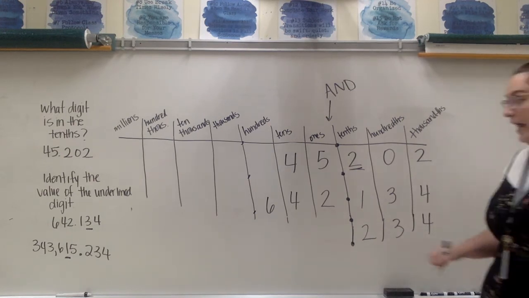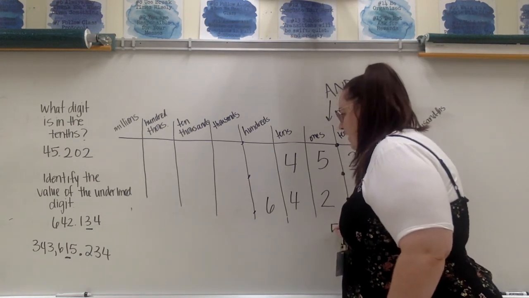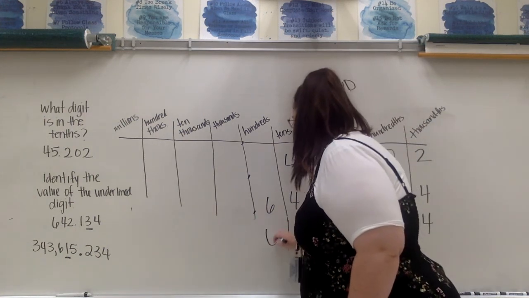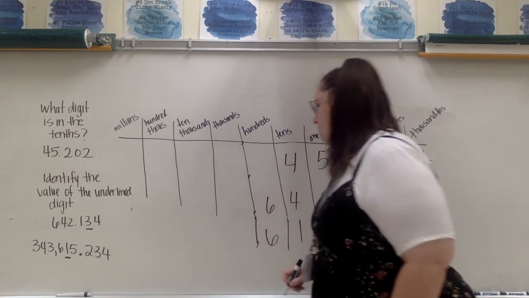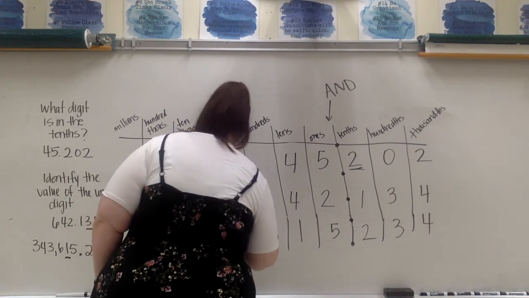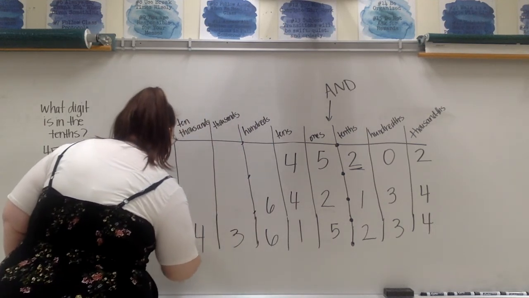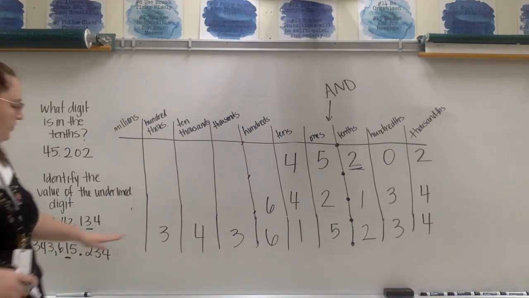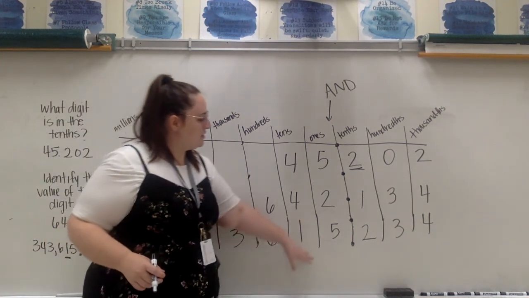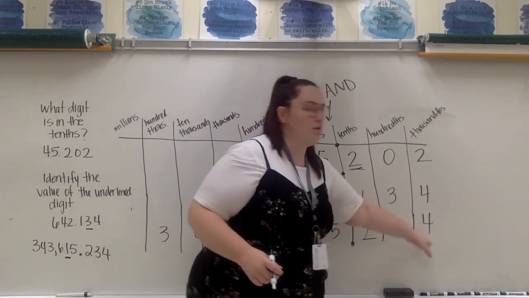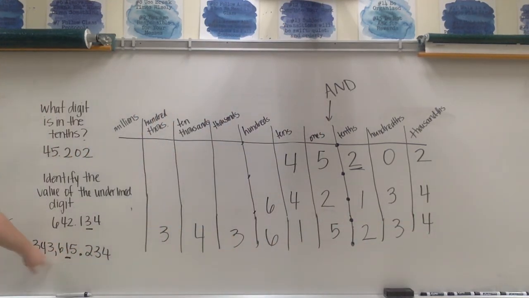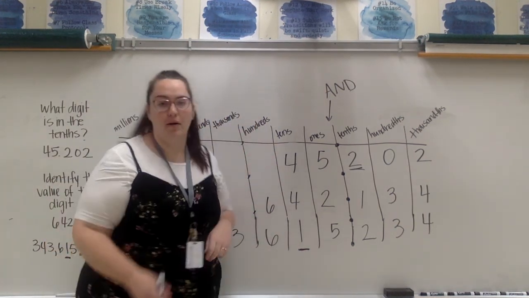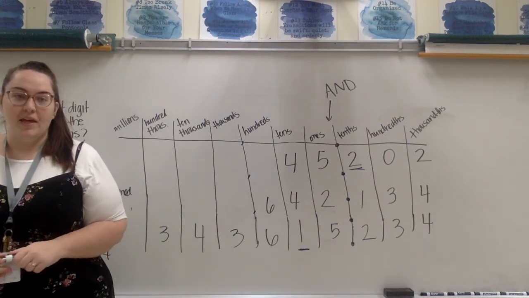2, 3, 4, and then I'm going to go place the rest of the numbers in. 5, 1, 6, comma, 3, 4, 3. Good. I have nothing in the millions right now. So I have 343,615 and 234 thousandths. So I'm going to look at my underlined digit. It is the 1, and I can come back up, and I see that my 1 is in the tens place. Okay, so go ahead and try this.